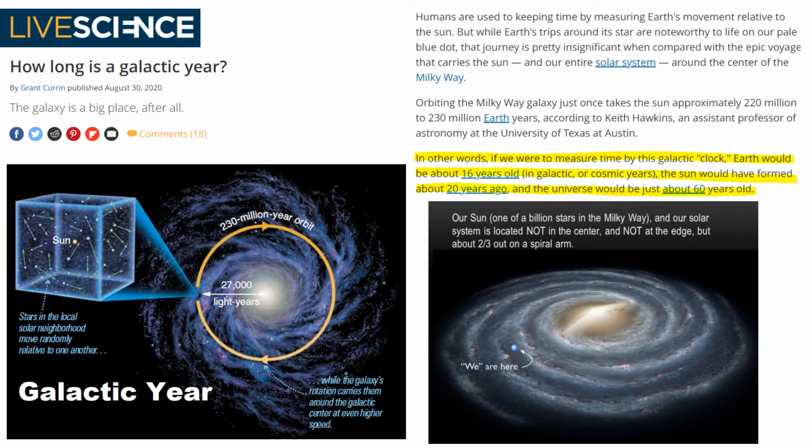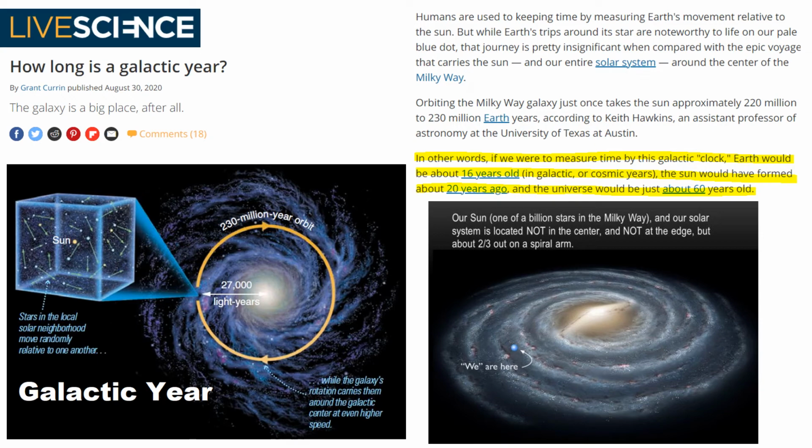It says humans are used to keeping time by measuring Earth's movement relative to the sun. But while the Earth's trips around its star are noteworthy to life on our planet, our pale blue dot, that journey is pretty insignificant when compared with the epic voyage that carries the Sun and our entire solar system around the center of the Milky Way. Orbiting the Milky Way just once takes the Sun approximately 220 million to 230 million Earth years, according to Keith Hawkins, an assistant professor of astronomy at the University of Texas at Austin.